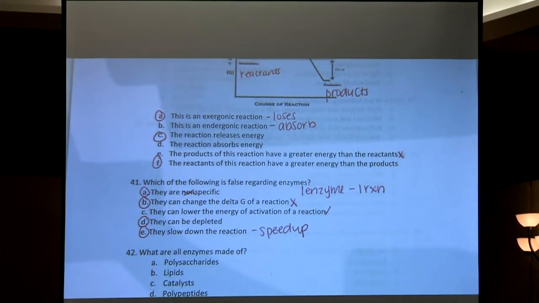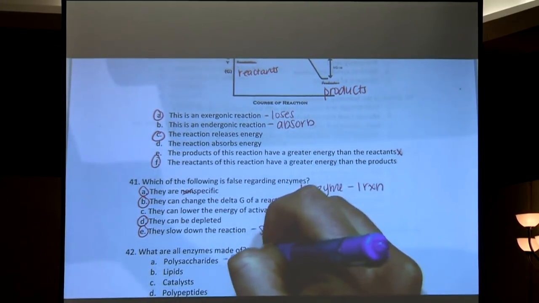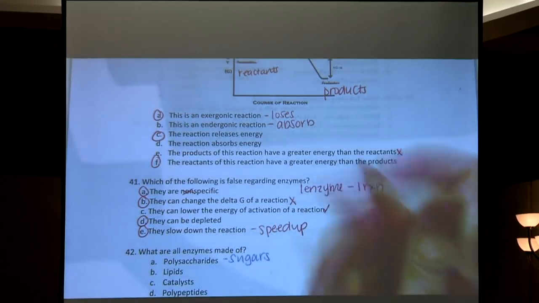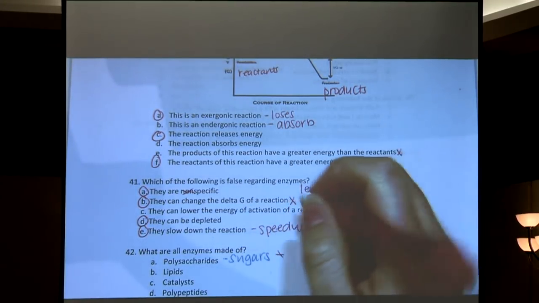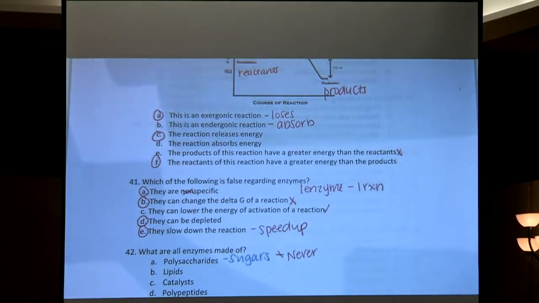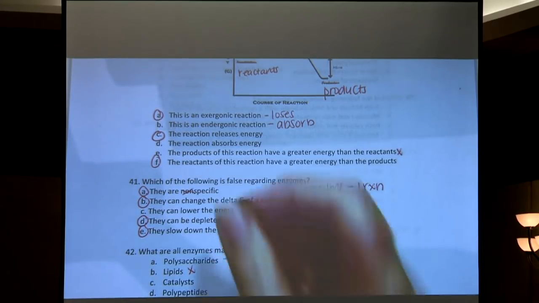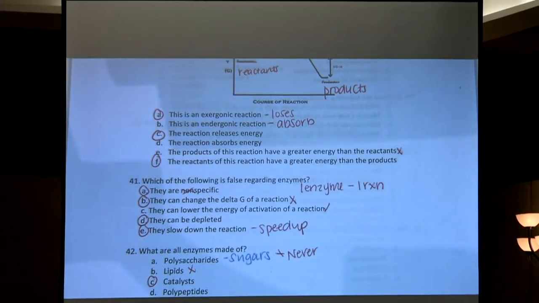All right, so what are all enzymes made out of? Are they made out of polysaccharides? Just a reminder, what are polysaccharides? These are sugars, all right? And so enzymes are never made out of sugar. Are enzymes made out of lipids? Good, so they're not made out of fats either. Are they catalysts? Good. So they are always going to be catalysts.